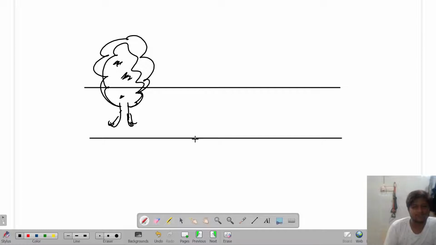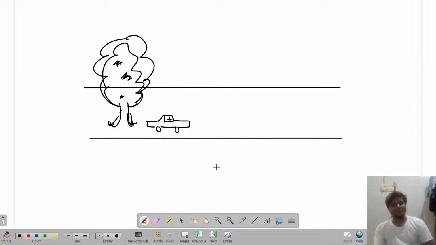Okay. Now I have one car over here. So this is my BMW. Okay. I do not know when I will be able to purchase. YouTube guys, support me, subscribe and all, so that I can purchase my BMW. Okay. So I have one car over here.